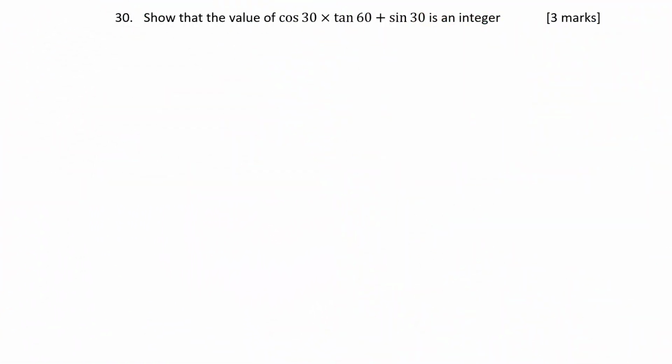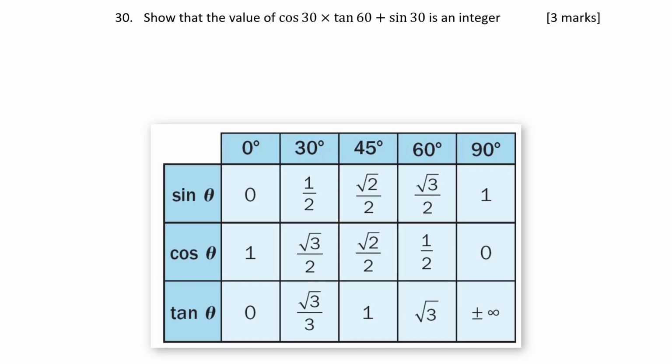Question 30, show that the exact value of cos 30 times tan 60 plus sine 30 is an integer. Now again, these involve the exact trig values that you need to remember. I did mention earlier you need to remember the sines, cosines and tangents of the angles 0, 30, 45, 60 and 90. So I'll just pull it up in a little table here for you to have a look at.